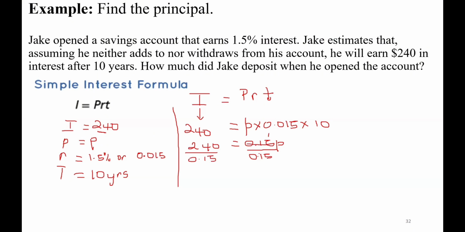0.15 into 0.15 goes 1. 1 times P is P, and 240 divided by 0.15 is going to be 1,600. And remember, principal, we're talking about money, so it's going to be $1,600. So basically, Jake deposited $1,600 in his account at the beginning when he opened the account.